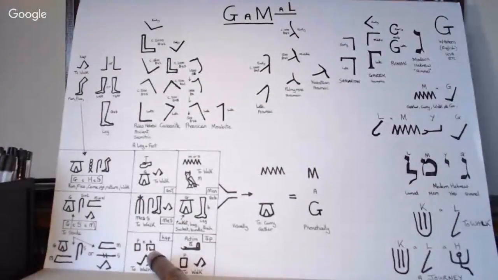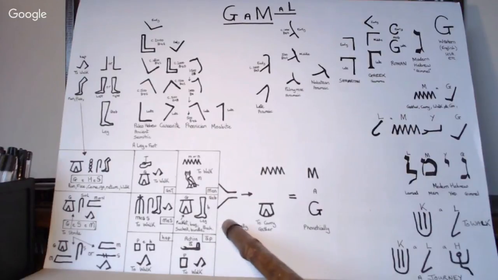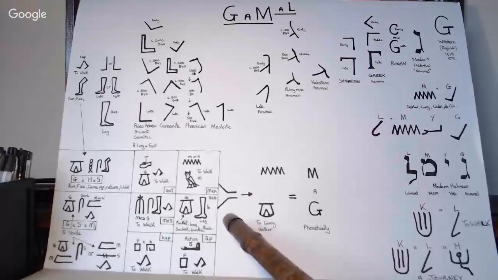Underneath here is another one, which is hep with the leg symbol, means to walk. Another one here, ap, which means to walk as well. It's quite confusing. When you get into it, it blows your mind sometimes.